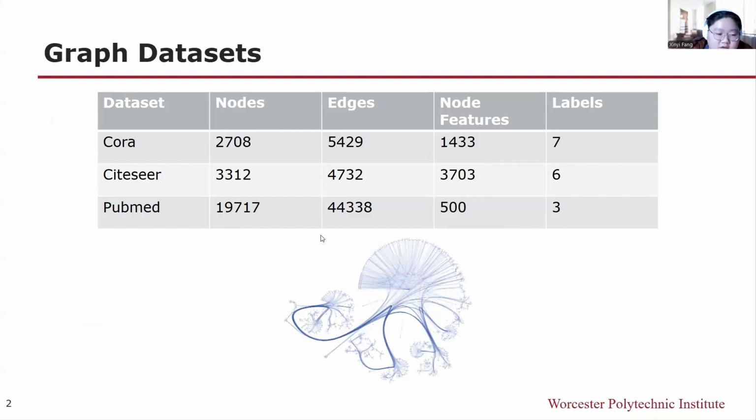All of the three datasets are academic datasets, which means each node is an academic paper. For example, if paper A cites paper B, then there is an edge between node A and node B. And each node also has its own features, for example, title, abstract, the year of publication, and each node also has its own label.